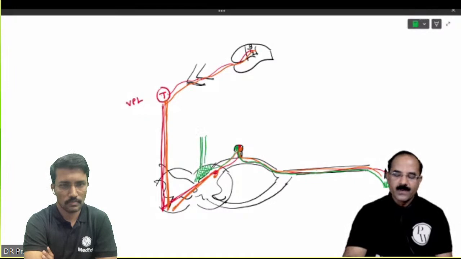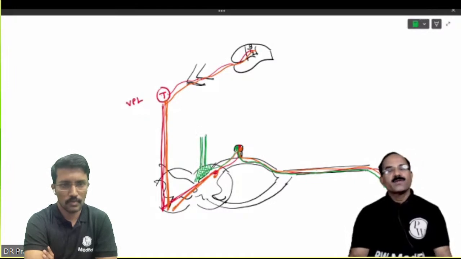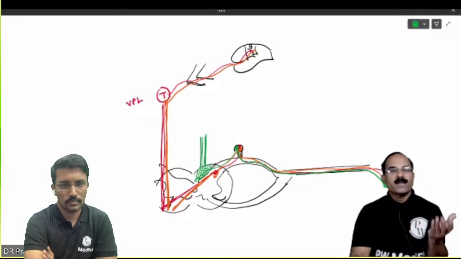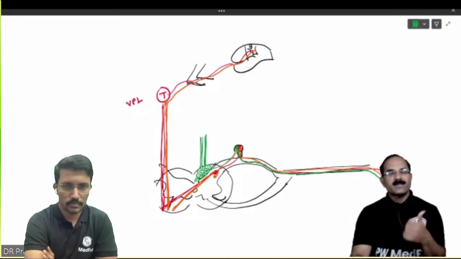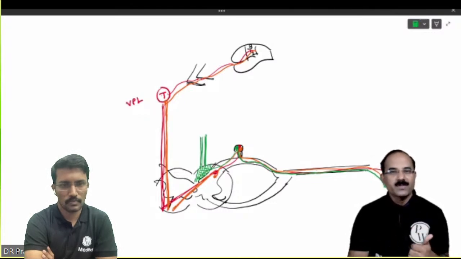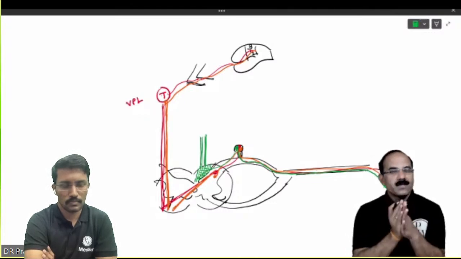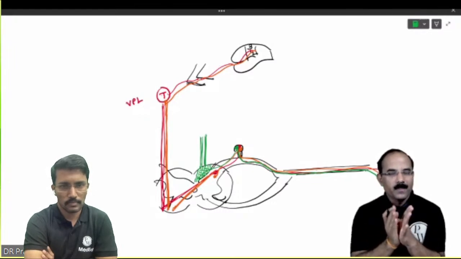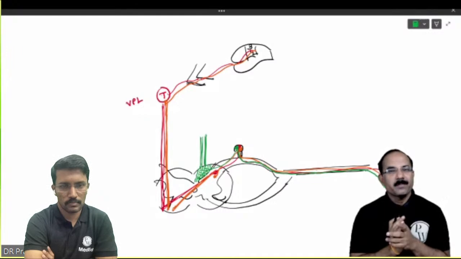What is this tract known as? This is known as the tract of Goll and Burdach, or what we call the fasciculus gracilis and fasciculus cuneatus, also known as the dorsal columns. So now the fibers are ascending up from the spinal cord. They go up, they reach the medulla, they ascend on the dorsal aspect of the medulla.